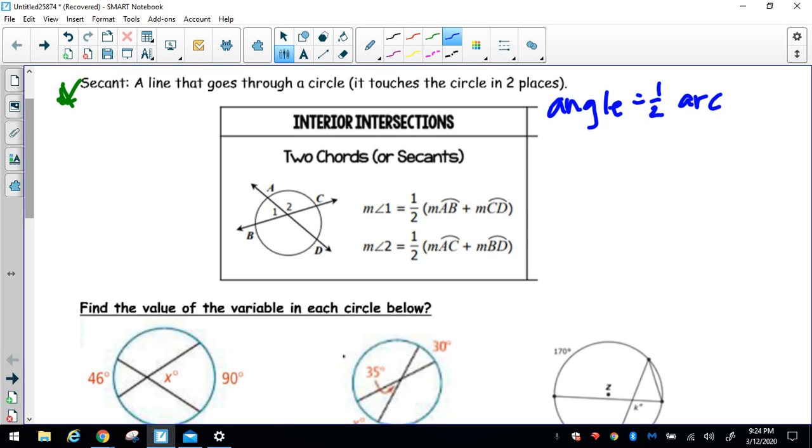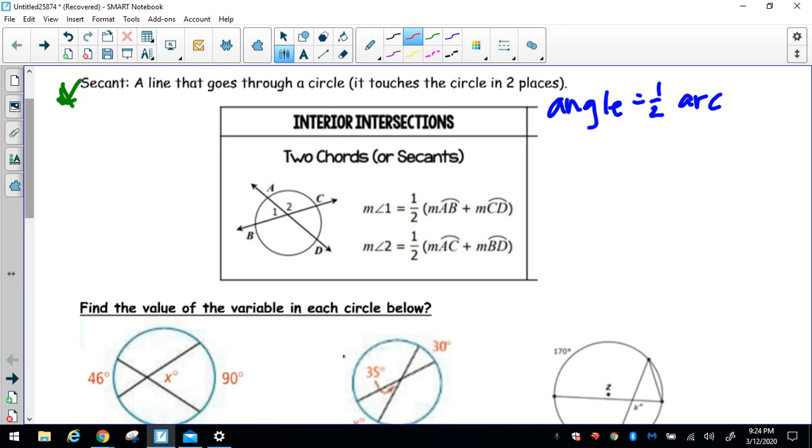So this little box kind of tells you what you would do if you were trying to find angle 1. It says you would take the arc from A to B, that's this one, and the arc from C to D, and add those together. And if you look at the two arcs in angle 1, you can draw a straight line between all of them. And so that's how you can tell which arcs you use with which angles. If you can draw a straight line between all of them, that's what you're going to pair up.